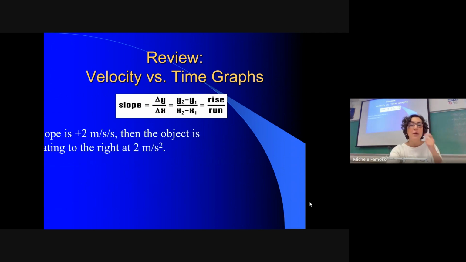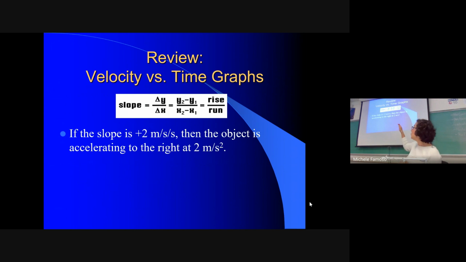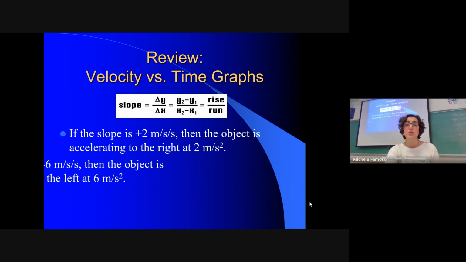So it means that if you calculate a slope on the velocity time graph and you get an answer of positive 2 meters per second, or meter per second squared, that means that the object's acceleration was directed to the right at 2 meters per second squared. The positive means it was accelerating to the right.